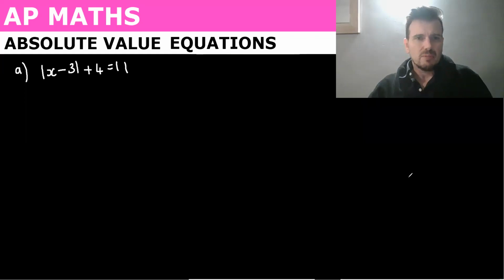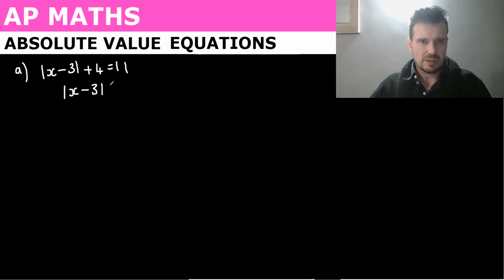Okay, so now when we solve for the absolute value equations, the key is to get the absolute value bit by itself. So we start by taking the 4 across, and we get 11 minus 4, which is equal to 7.